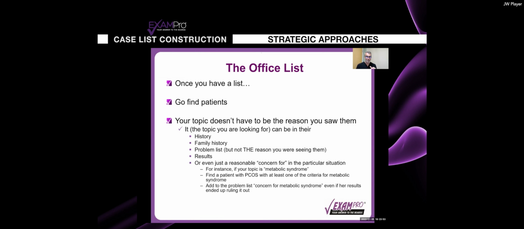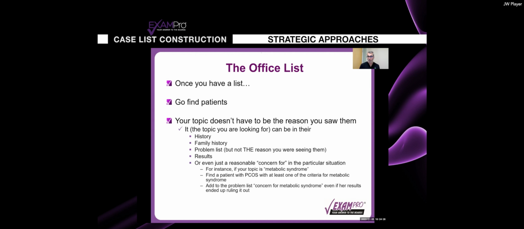First of all, let me just mention that the topic you want to talk about could be in their history. It could be in their family history. It could be in their problem list, but not the reason that you saw them. So for instance, if you want to talk about hypertension, but you don't do a lot of primary care, but you feel comfortable and you're going to prepare for hypertension, then just list a patient in the office list who has hypertension on their problem list, even though you might have seen them for something completely unrelated, like cervical cancer screening, okay? So again, it can be in their history, their family history, it can be in their problem list, but not the reason you were seeing them.